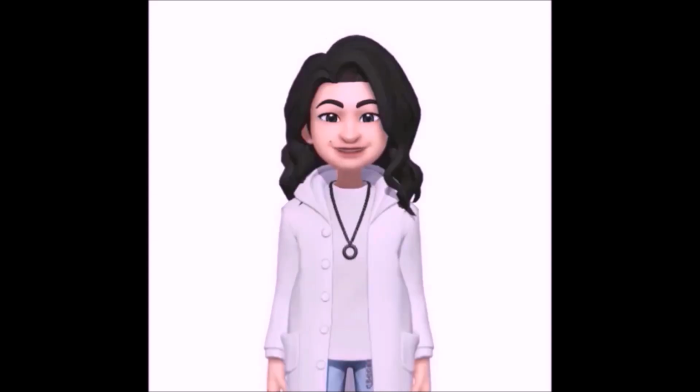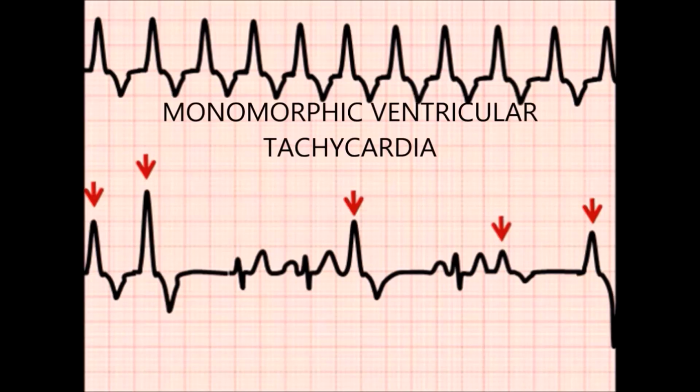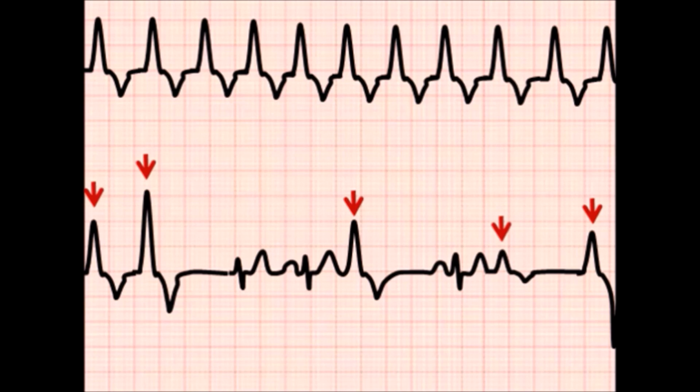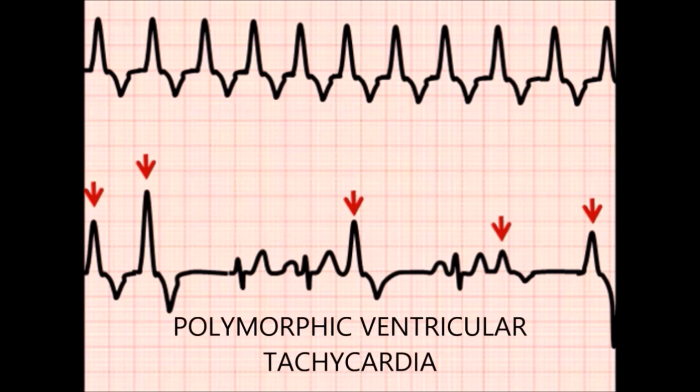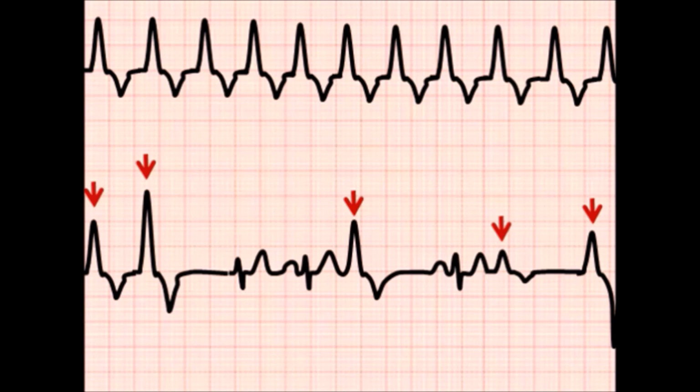The questions are going to get tougher now. Question number 8. What do you mean by monomorphic ventricular tachycardia and polymorphic ventricular tachycardia? Monomorphic ventricular tachycardia has the same appearing QRS complexes from beat to beat, indicating that each beat likely originates from the same focus. Polymorphic ventricular tachycardia has a continually changing QRS morphology indicating changing ventricular activation foci.